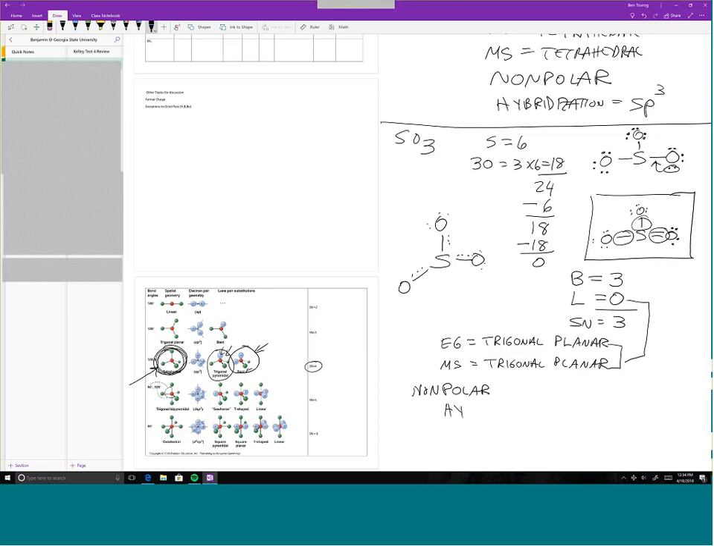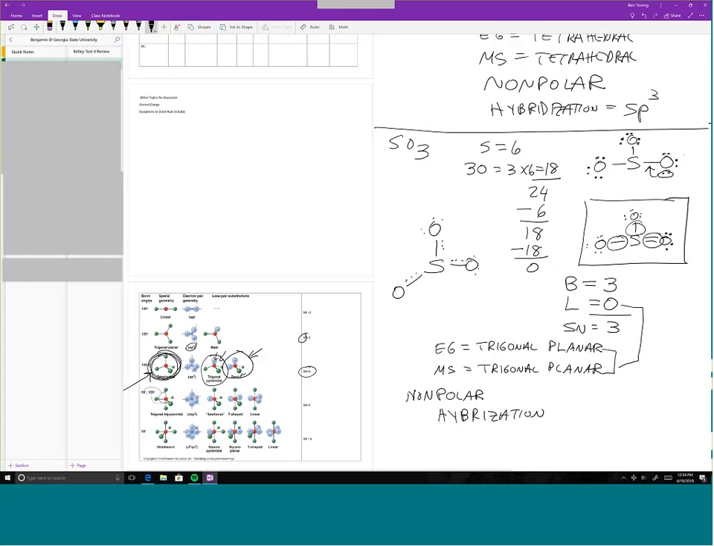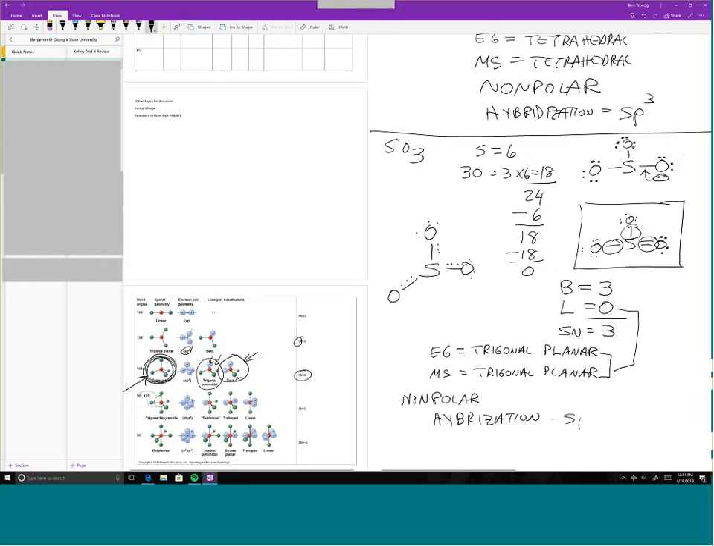Okay, last thing is hybridization. And as this chart shows, and as we have in our handout, anytime you have a steric number of 3, the hybridization is sp2. All right. Okay, so we did SO3. The next one is CH2O.